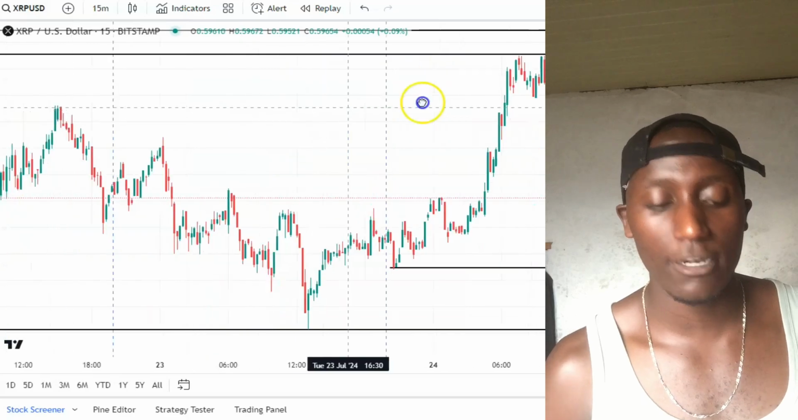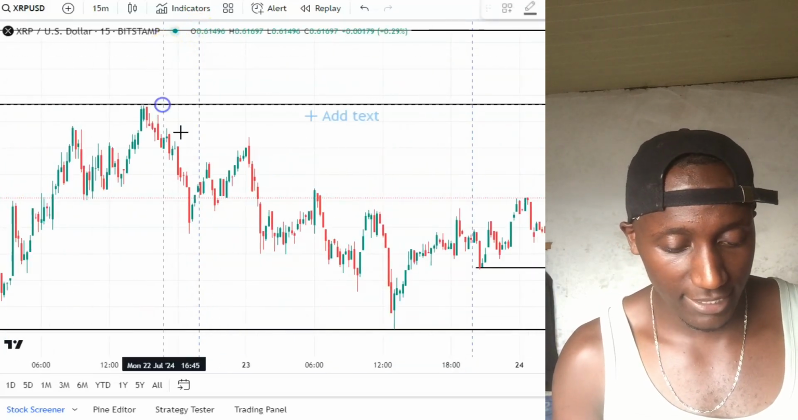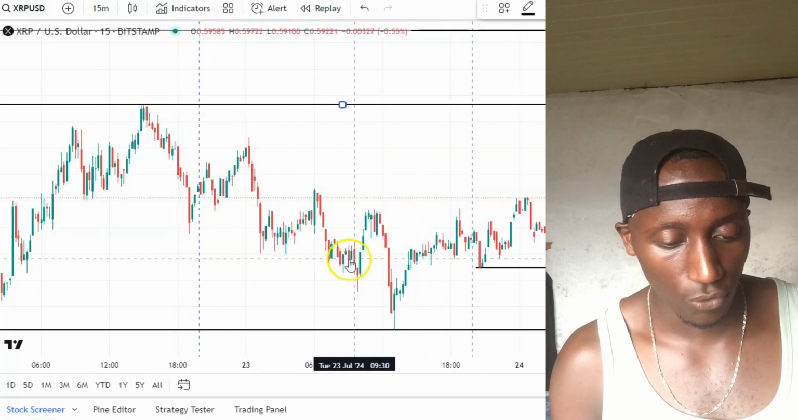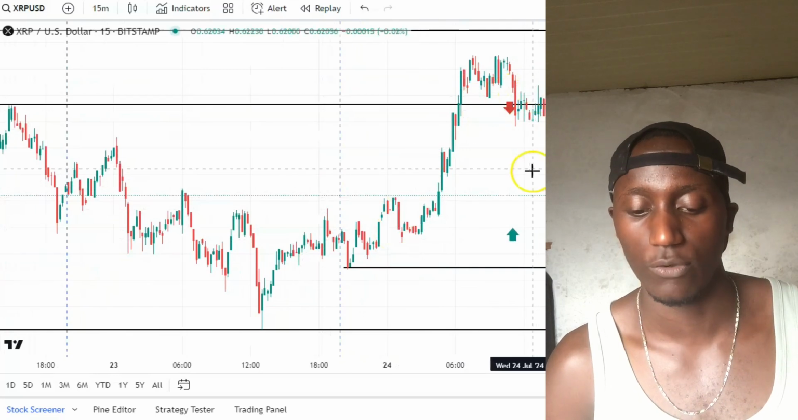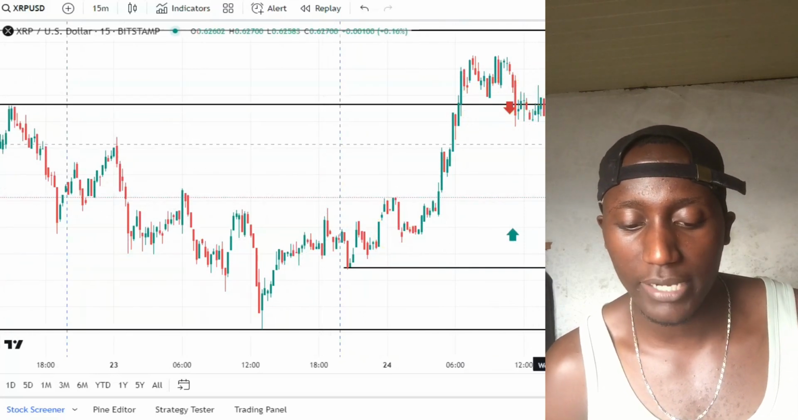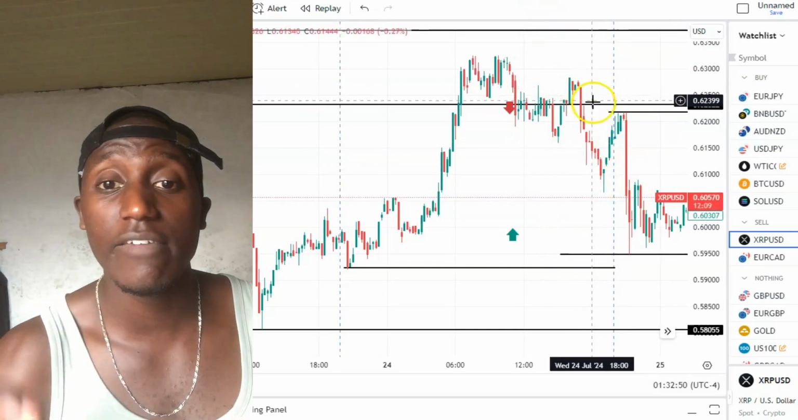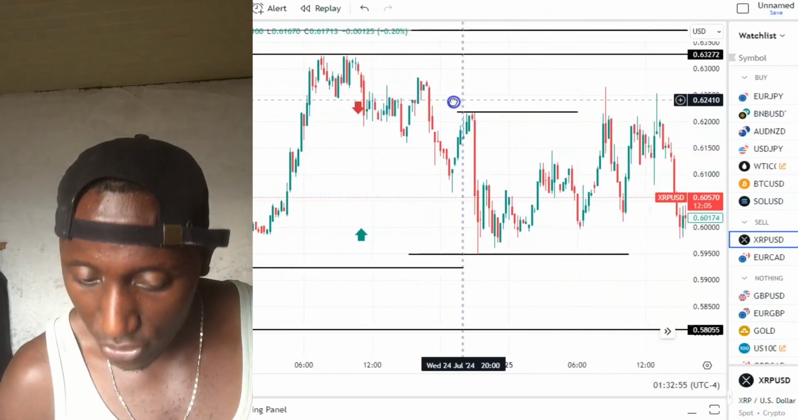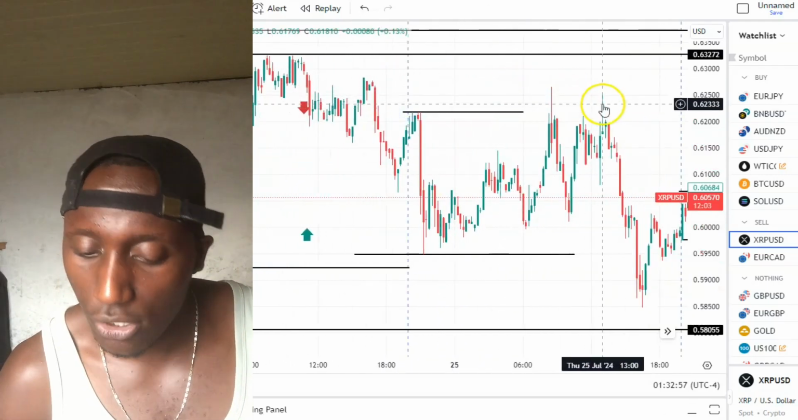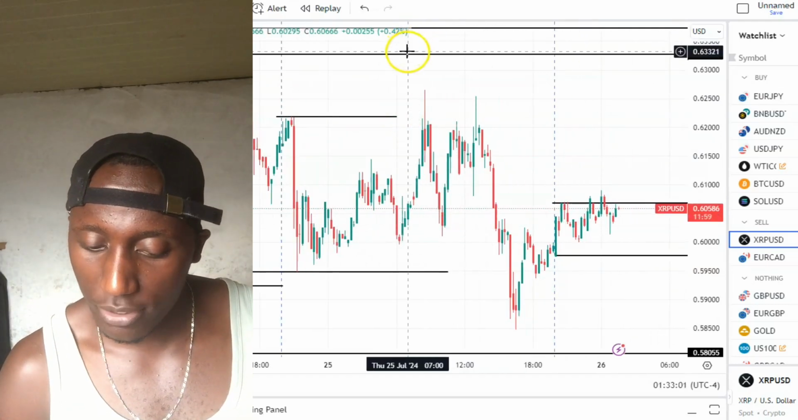Same thing for XRP USD, which is a crypto pair. We have Monday setting the high and the low of the week. We have Tuesday staying within the high and the low of the week. And then on Wednesday, price breaks out and closes back inside of the range, giving us a failed breakout. A failed breakout is a sell signal for the next day. Yesterday in the New York session, we got the sell.